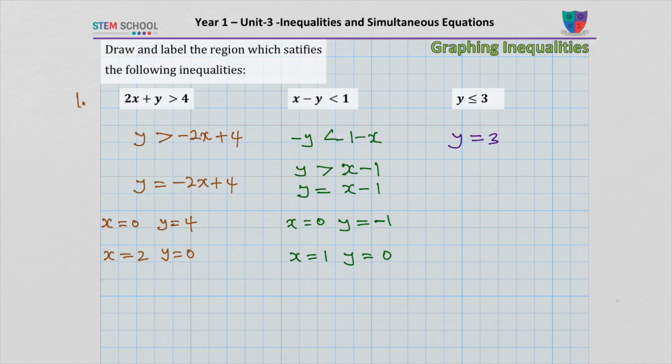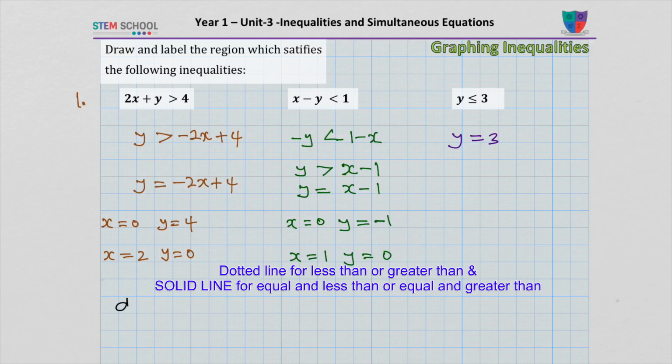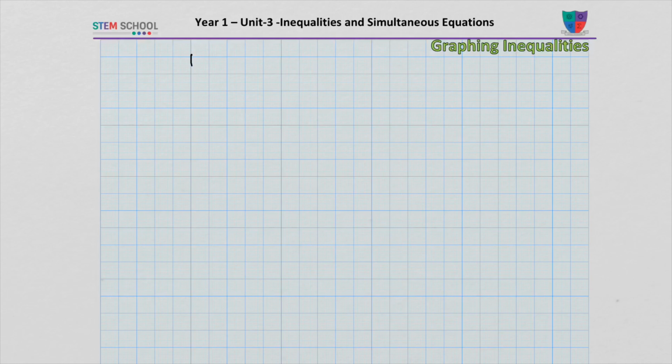First of all, I'll be doing a dotted line for this one. This will be a dotted line as well. And this one will be a solid line. So my coordinates are 0, 4 and 2, 0. So let's draw a graph here.